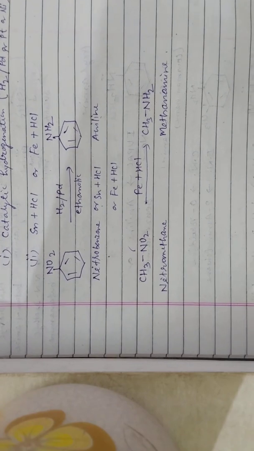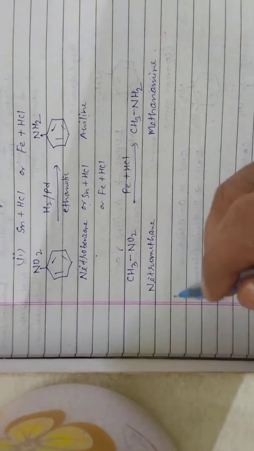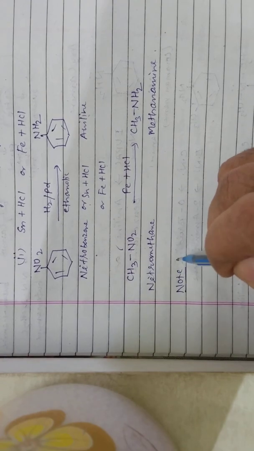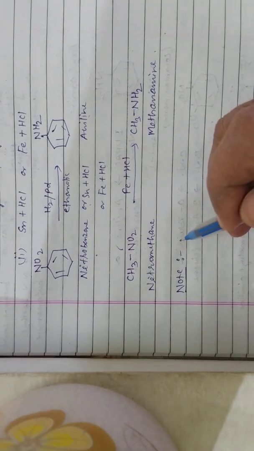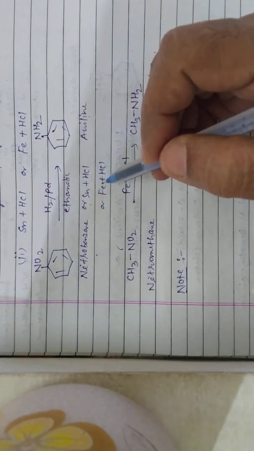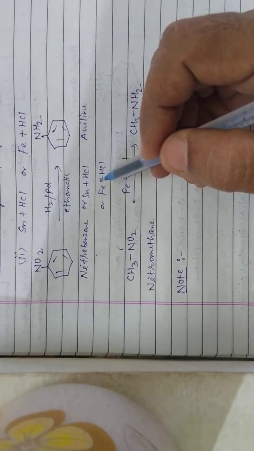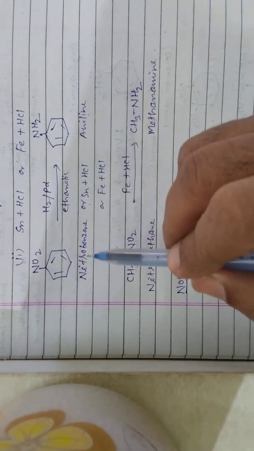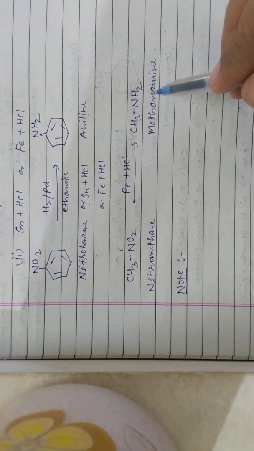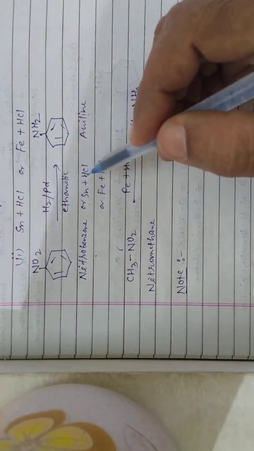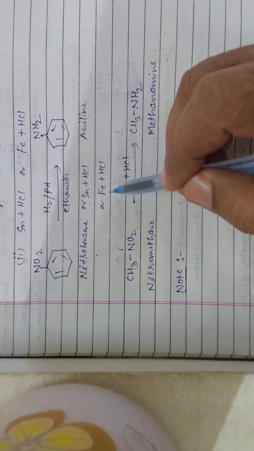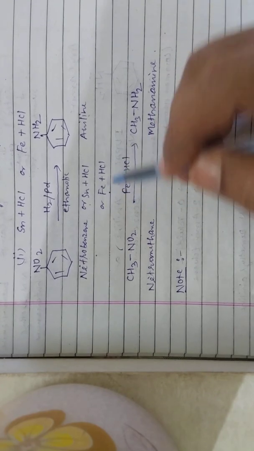Now one question is there, you have to make a note. It is not given in the notes, so you must write from here, that which is preferred in industrial preparation. During the conversion of nitrobenzene or any nitro compound to amine, which reducing agent will be preferred in industry? So it is scrap Fe and HCl.